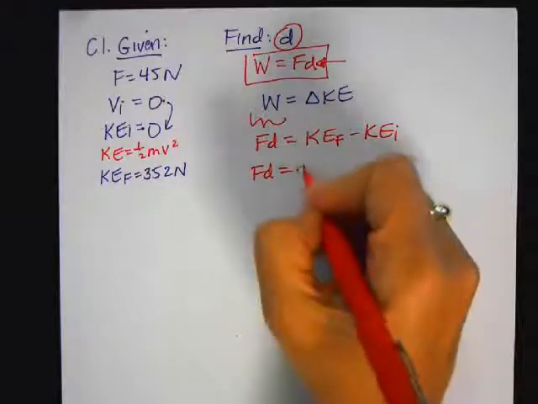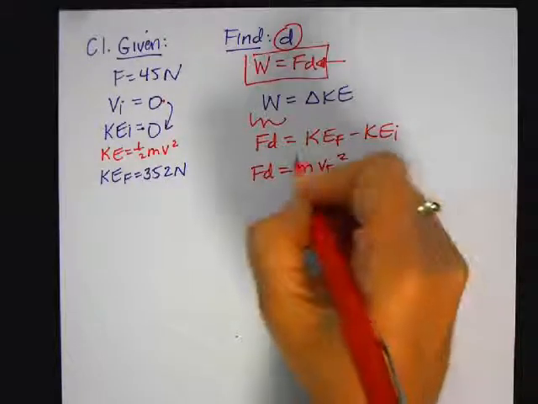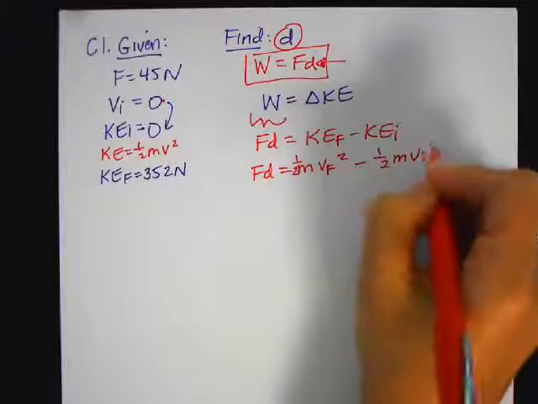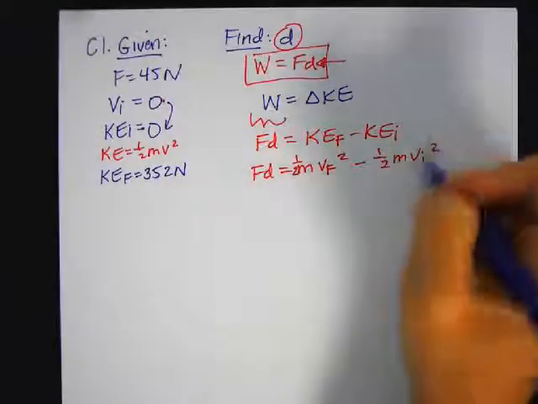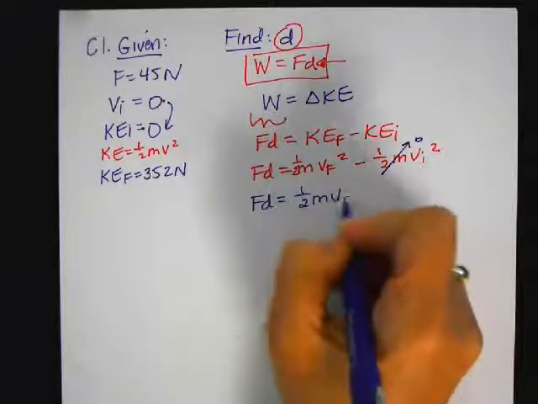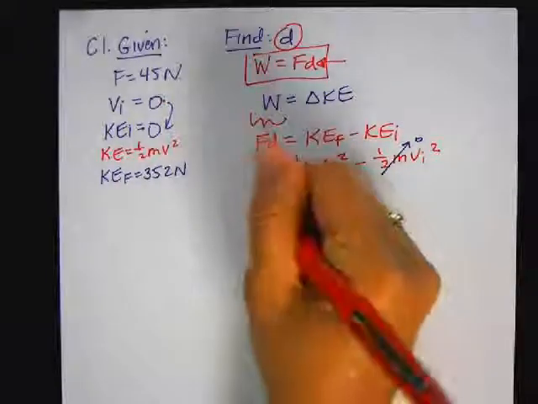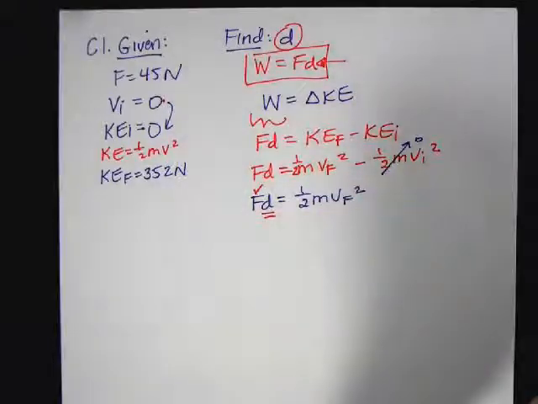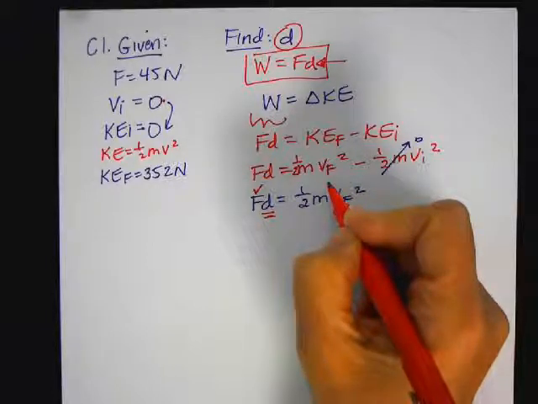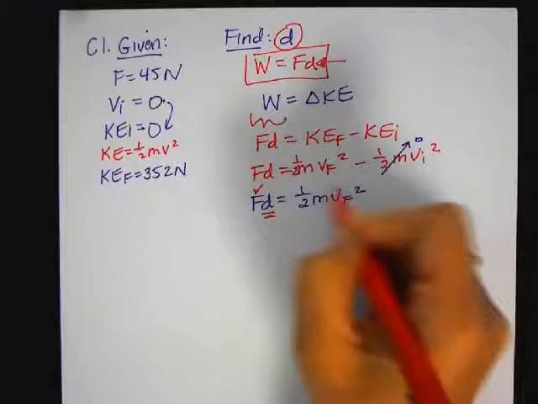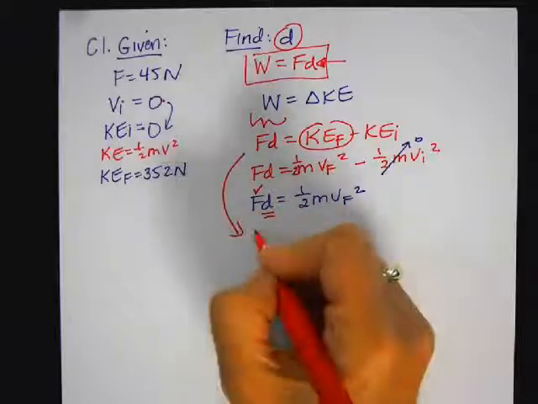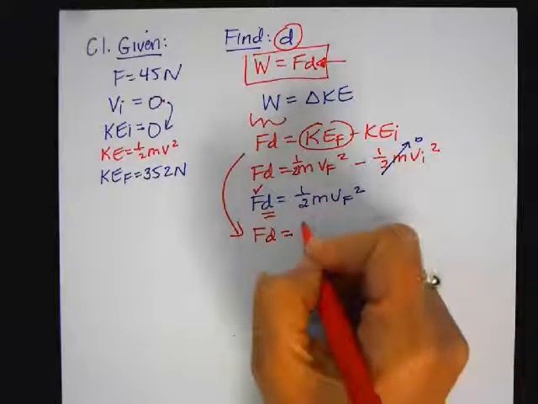Now what I can do is expand this out a little bit more and say FD is equal to KEF, which would be 1/2 mVF squared, because kinetic energy is 1/2 mv squared, minus 1/2 mvi squared. Now we know that this is 0, so I have FD is equal to 1/2 mVF squared. I'm given the force. I don't know how far it went. That's what I want to find. I don't even have to do all this because they gave me KEF. Oh, so this problem's easy. So FD is equal to KEF.